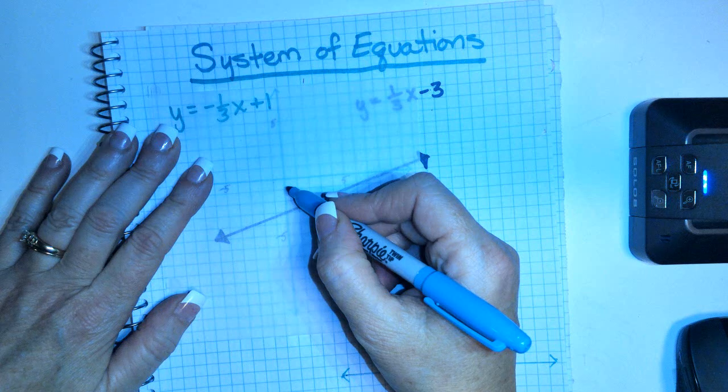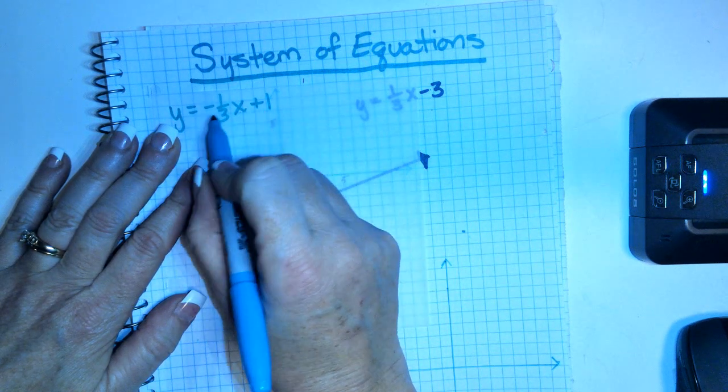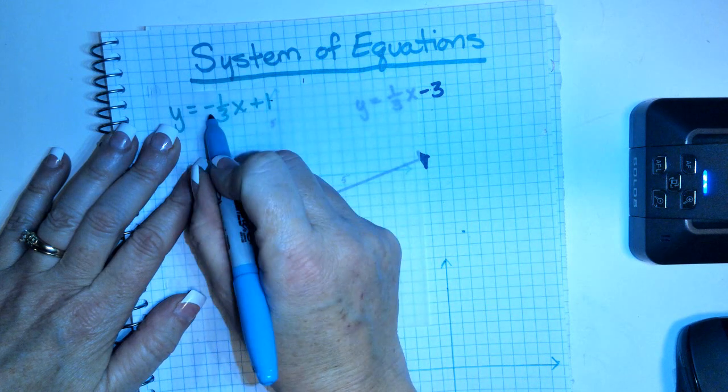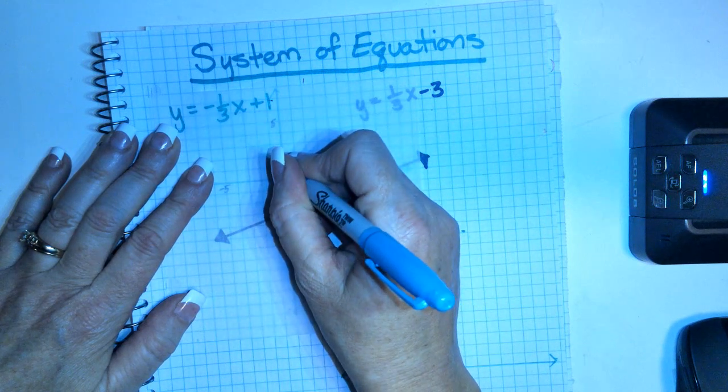But this is negative 1. My y-intercept is positive 1. Sometimes when we see these negatives, we get confused. Okay, so pay attention to that. There's positive 1.